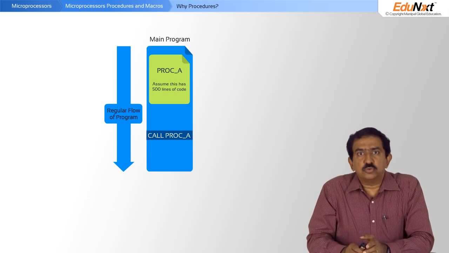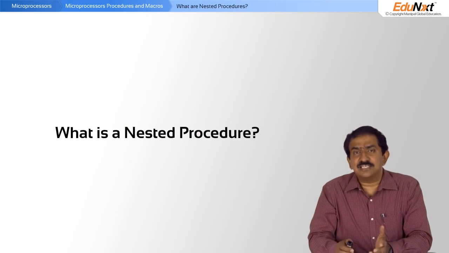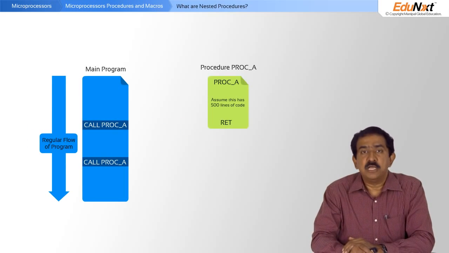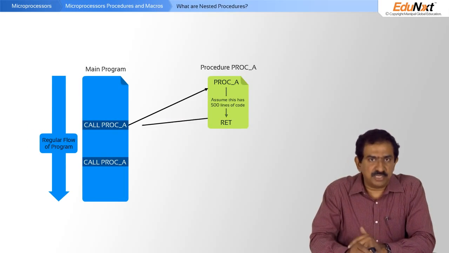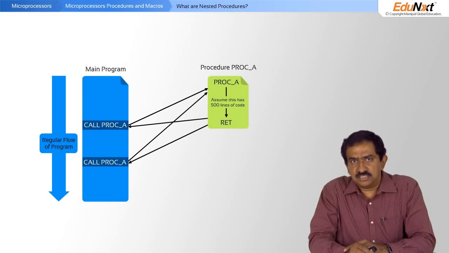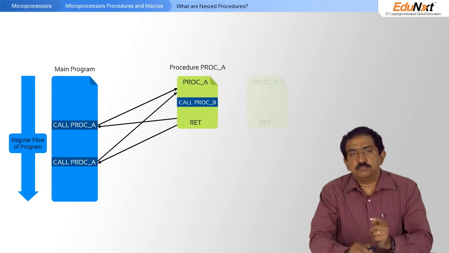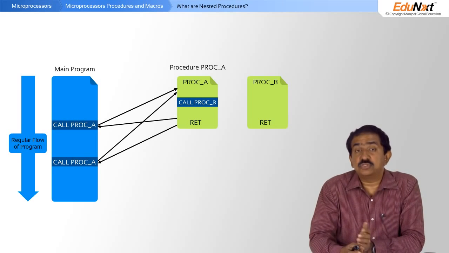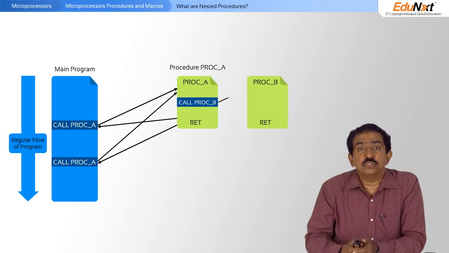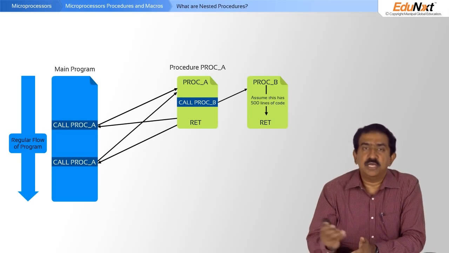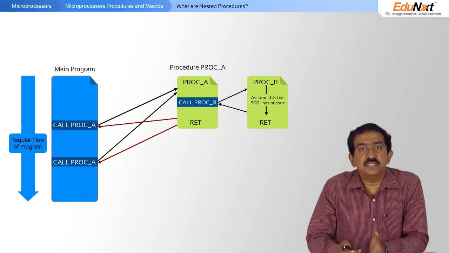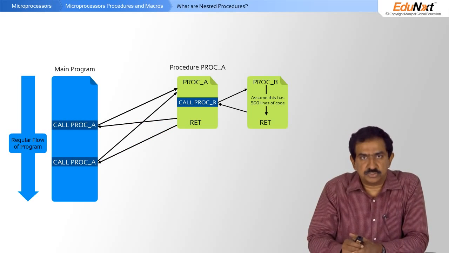An additional concept to this is something called the nested procedure. And what's a nested procedure? A procedure within a procedure is called a nested procedure. So in this example, procedure A is called twice in the main program. Every time procedure A is called, procedure A in turn calls procedure B. And procedure B is another piece of program. Now procedure A could call procedure B 5 times, right? And every time it would go to this one location, execute procedure B and return to procedure A. At the end of procedure A, you come back to the main program again. This is the concept called nested procedures.